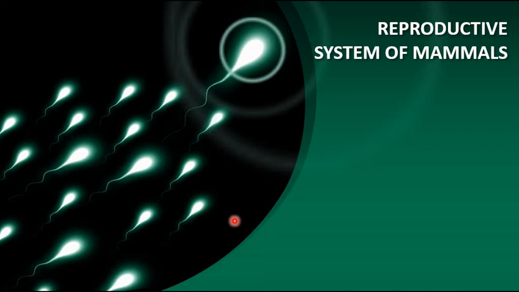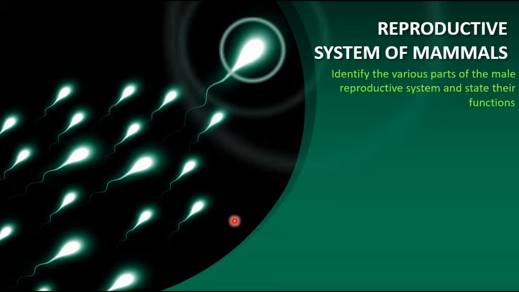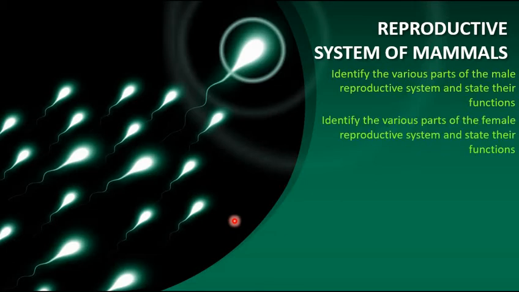We will be continuing our last week's lesson on the reproductive system in vertebrates. Today, we'll be looking at the reproductive system of the most advanced vertebrates, which are the mammals. Our learning objectives are to identify the various parts of the male reproductive system and state their functions. We'll also identify the various parts of the female reproductive system and state their functions.